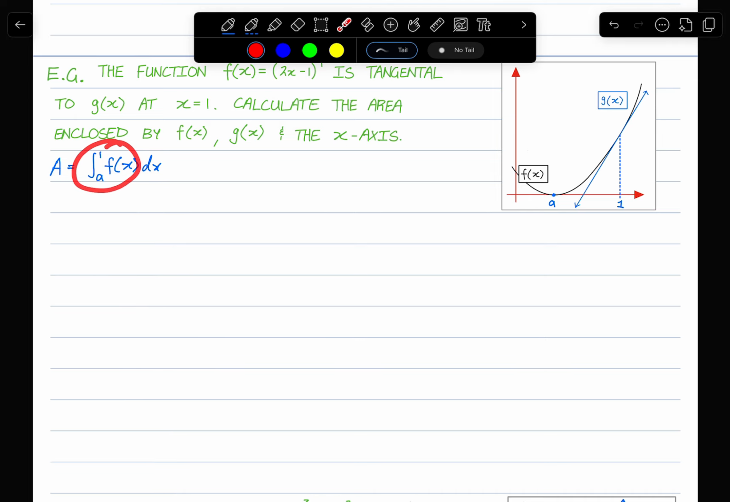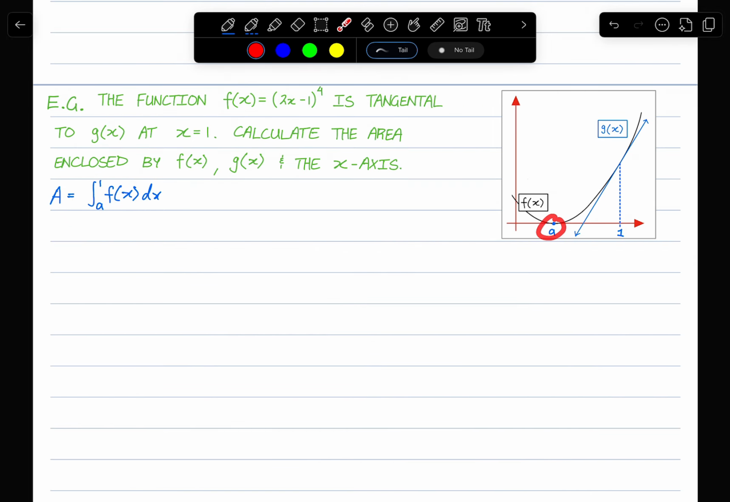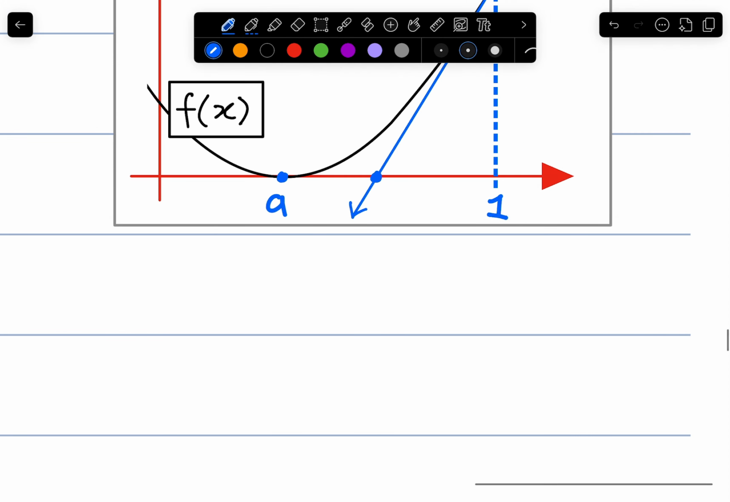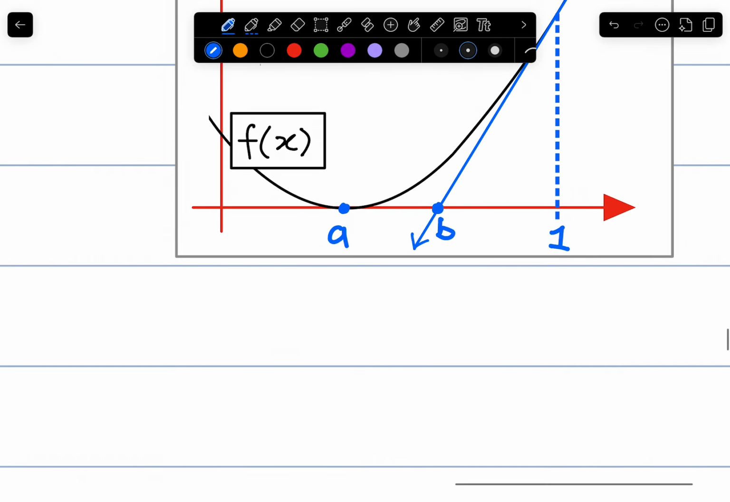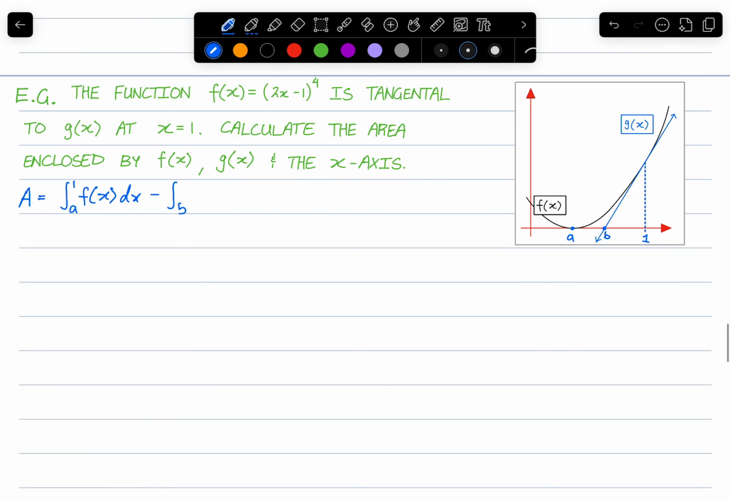So let's take a look at what that's calculating. So from A to 1 of f of x, that's the curve. We are calculating this area. So what I'm highlighting in red is everything here. We can now subtract the integral from, and let's now call this point here point B, from B to 1 of g of x dx.